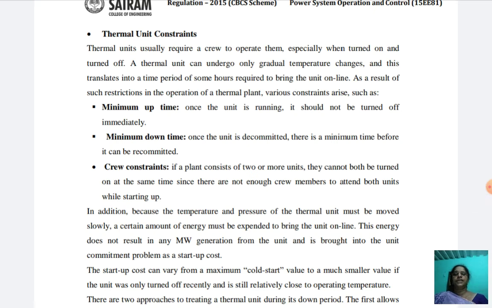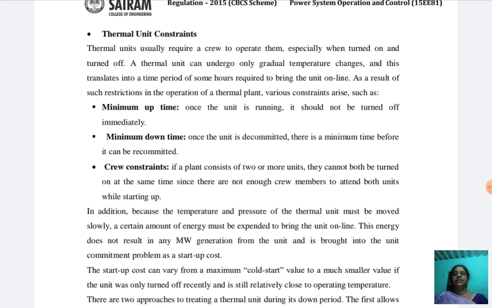The thermal unit constraints are again classified into three types. One is minimum uptime, second one is minimum downtime, third one is crew constraints. Minimum uptime means once the unit is running, that is the generator is running, it should not be turned off immediately. That is known as minimum uptime. Minimum downtime means once the unit is decommitted, there is a minimum time before it can be recommitted. This is known as minimum downtime constraints. The last one is crew constraints. What is meant by crew constraint?